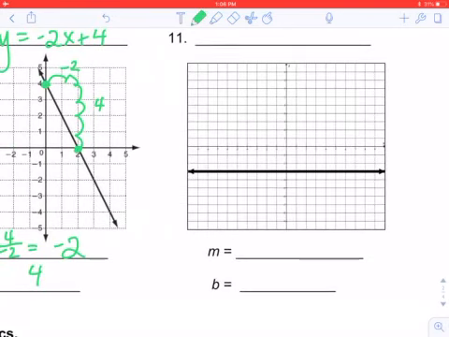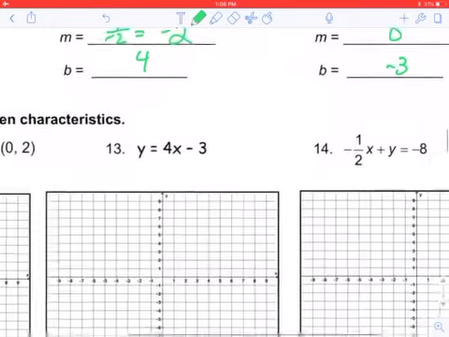Okay, last one. We have a horizontal line here. So that means my slope is 0. My y-intercept here is negative 3. So this y reminds me that my equation is just going to be y equals, and then whatever the y does equal all the way across the line, which is negative 3.